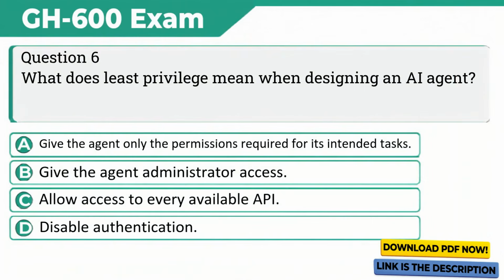Question 6. What does least privilege mean when designing an AI agent? A. Give the agent only the permissions required for its intended tasks. B. Give the agent administrator access. C. Allow access to every available API. D. Disable authentication.